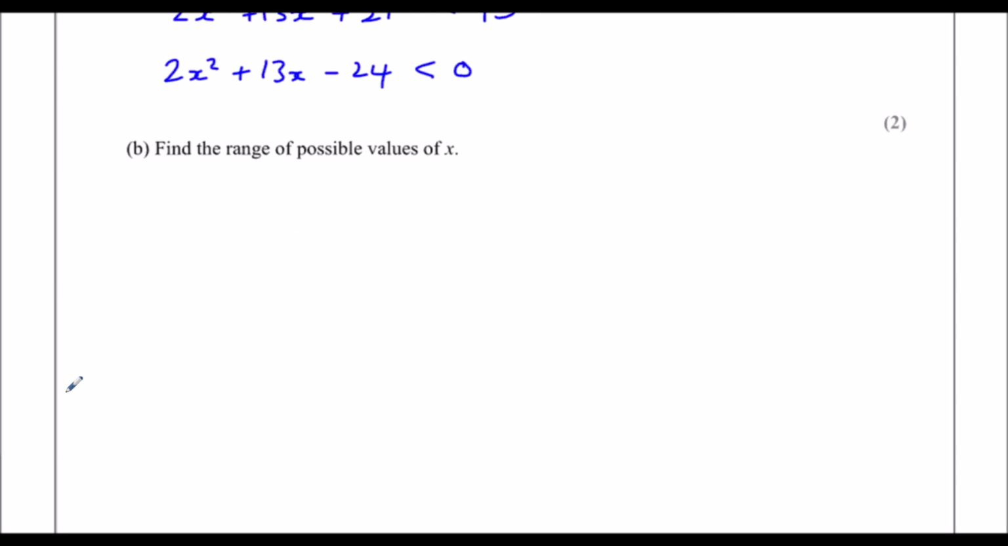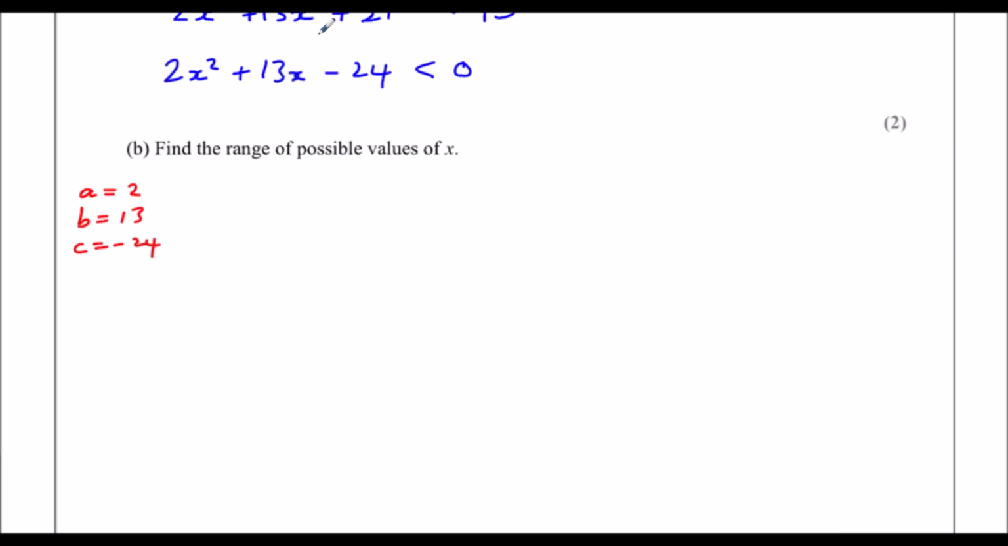Part B says find the range of possible values of x. So what can x be? We can start by solving this inequality. So it's a quadratic, so we can use the quadratic formula. And we've got the formula given to us on our formula page. So we could use a is 2, b is 13, c is negative 24. Or we could also factorize this.